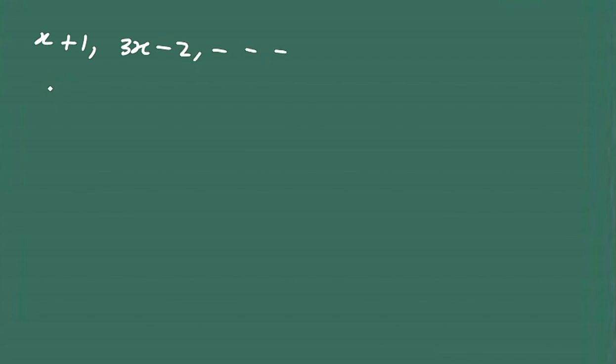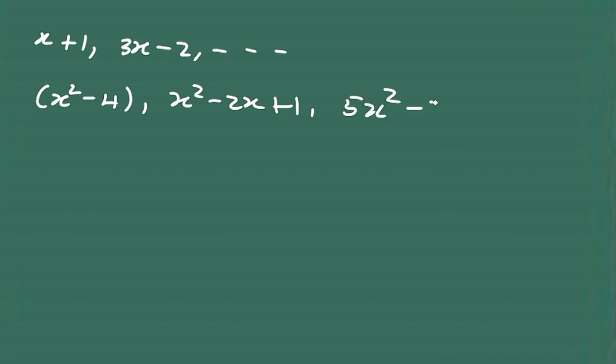For a quadratic factor, we can have an expression like x squared minus 4, and here we can also have x squared minus 2x plus 1. We can also have an expression like 5x squared minus 7. So all these expressions here are quadratic factors.